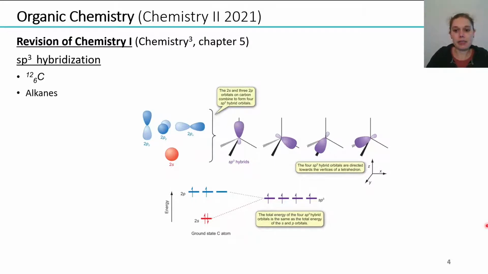And what can we now do with this sp3 hybridization? We can, for example, use it to explain the binding geometry of alkanes. Alkanes, as you already know, are the simplest hydrocarbons, and they only, or mostly only, contain carbon-carbon single bonds and carbon-hydrogen single bonds.